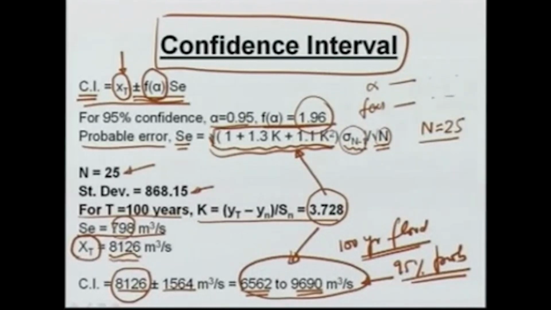Now, if we just want to have a different probability or confidence interval, for example, if we take alpha to be 0.9, then the only thing we need to change is F alpha, which comes out to be 1.645.